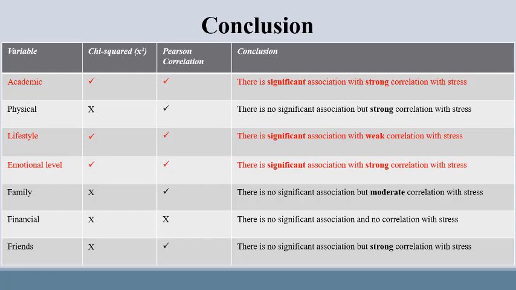Family, there is no significant association but moderate correlation with stress. Financially, there is no significant association and no correlation with stress. Friends, there is no significant association but strong correlation with stress.